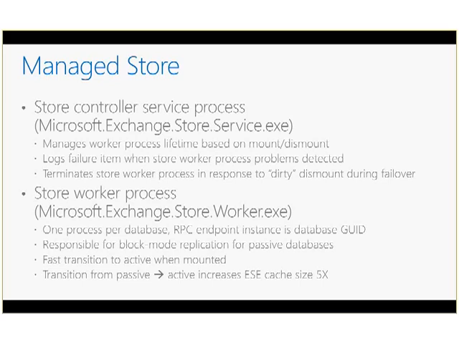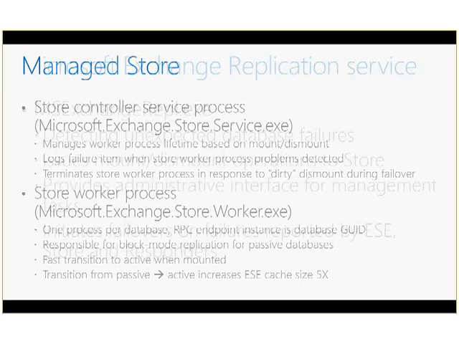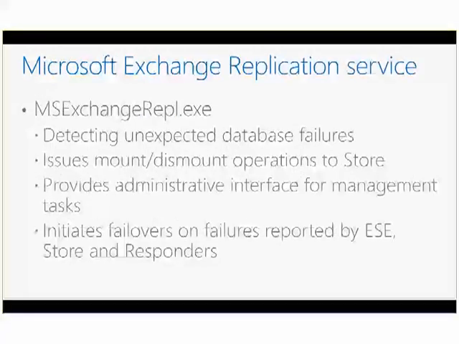Now, layered on top of managed store, we still have the MS Exchange REPL-EXE process. This process here is the one that is responsible for detecting unexpected database failures. It will then issue mount and dismount operations to store. Now, what this actually means is it'll send a command off to the controller process of store saying, hey, I want this particular database instance to dismount. And then the controller process of store will then tell the worker process, hey, buddy, you need to dismount because we got a request from the replication service.